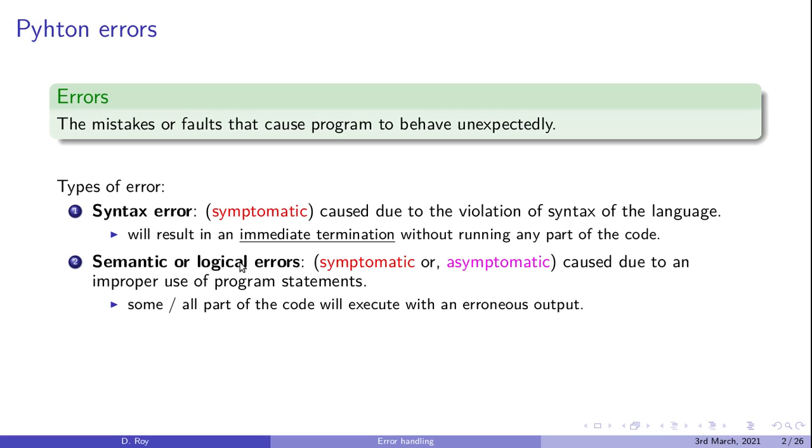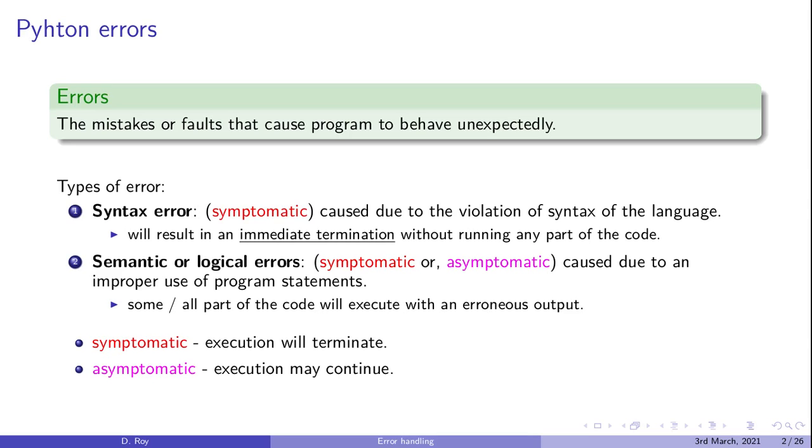For some other cases, when the semantic errors are asymptomatic, it might not provide us with any error messages, but the outcome or the output of the program might be an erroneous one. That is, it might not provide us with the correct output in that case. In case of symptomatic errors, the execution of the code will be terminated immediately. For asymptomatic ones, the execution may continue, but the output produced by your code will be an erroneous one, as I said earlier.